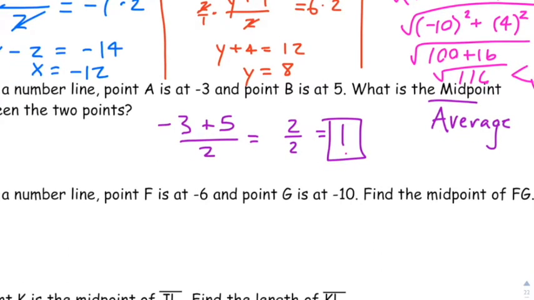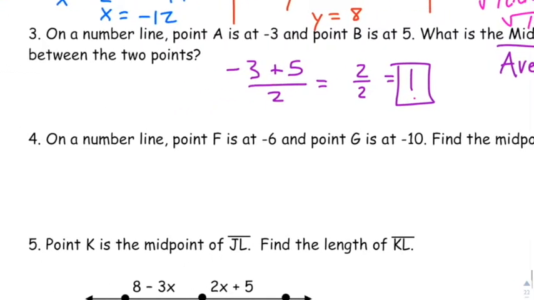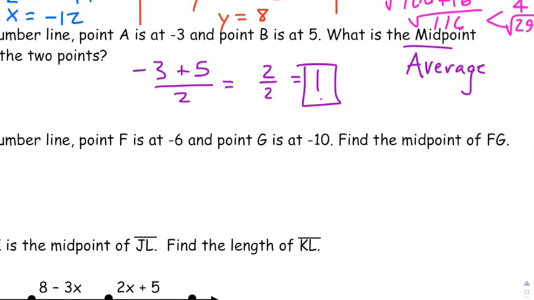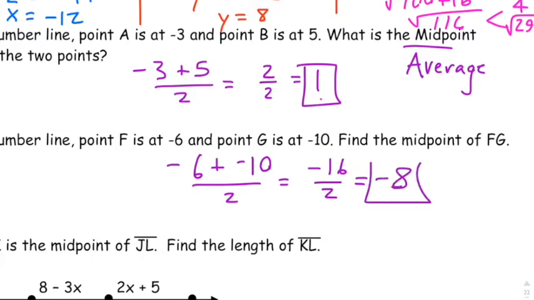Okay, let's see this next one here. On a number line, point F is at negative 6 and G is at negative 10. Find the midpoint of FG. So same thing, different numbers. Take negative 6 plus negative 10, add them up, divide by 2. That's negative 16 over 2. That's negative 8 once you simplify.